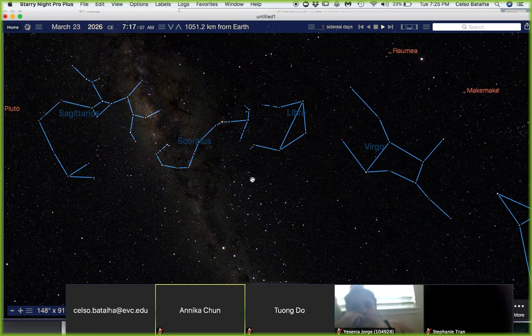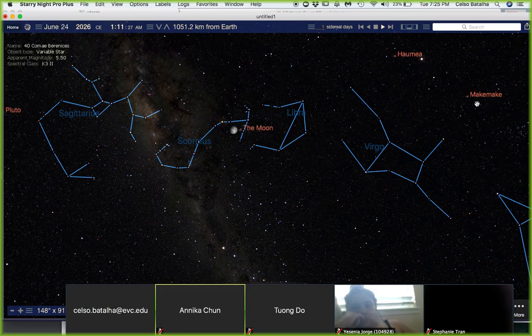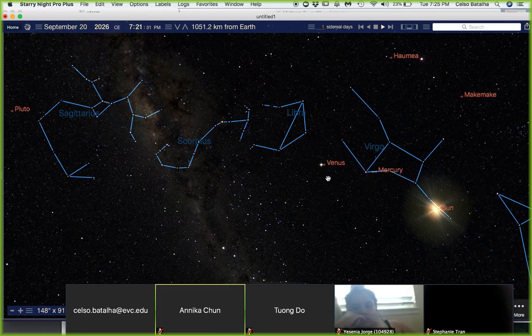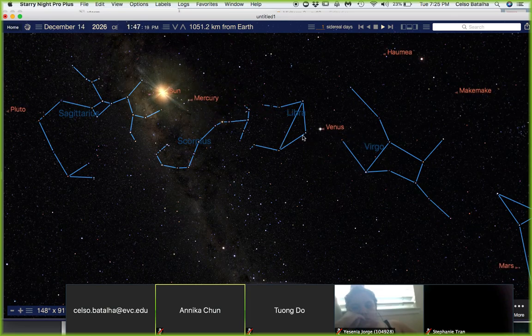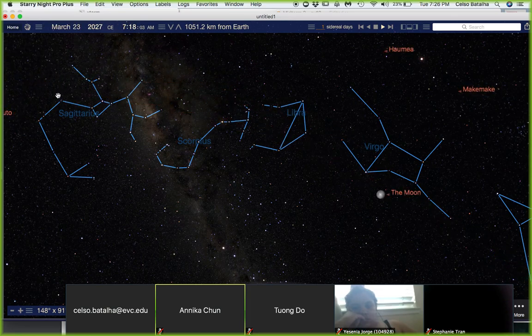Let me see another planet. Look at this dwarf planet. It is retrograding. Let's look at Venus. Venus prograde, prograde, prograde, and retrogrades. And progrades again, and keeps prograding, but eventually will retrograde.